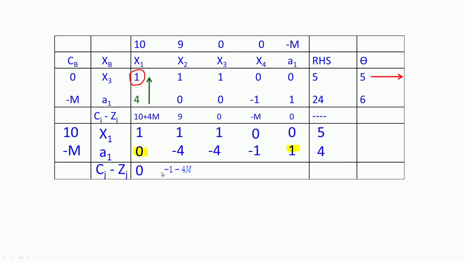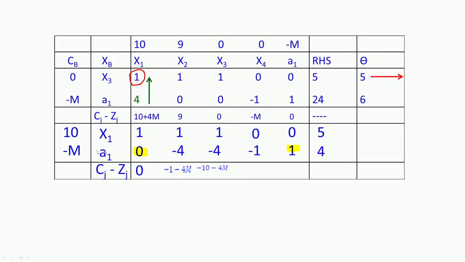For variable x3, 10 into 1 is 10, minus m into minus 4 is 4m. So, this part is 4m plus 10, 0 minus 4m plus 10 is minus 4m minus 10, written as minus 10 minus 4m.